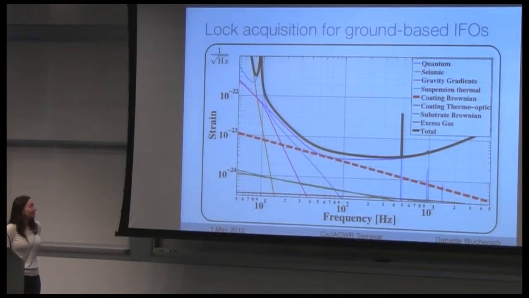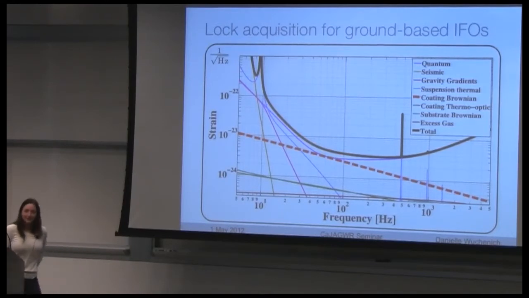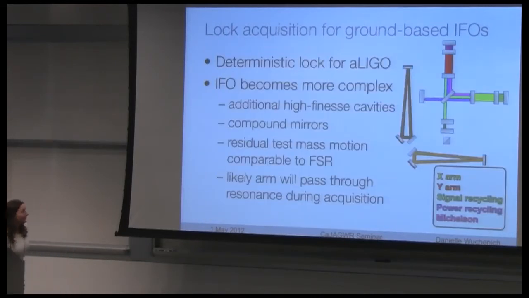First thing, lock acquisition for ground-based detectors. We always see these plots, the sensitivity curves of LIGO, but they only look like this if the interferometer is locked. If the interferometer is not locked, it's not a detector, and we can't get the things that we want.